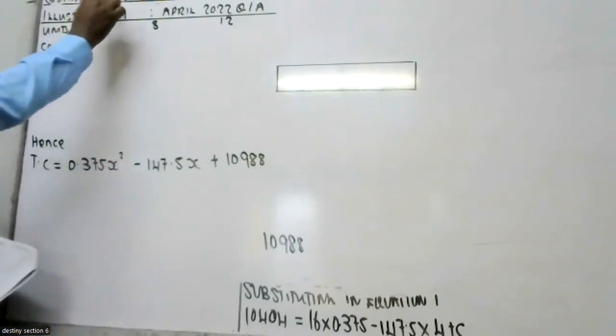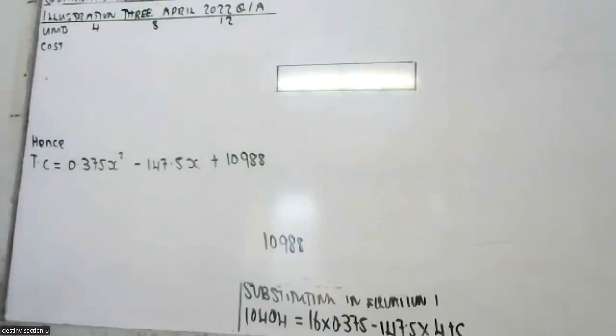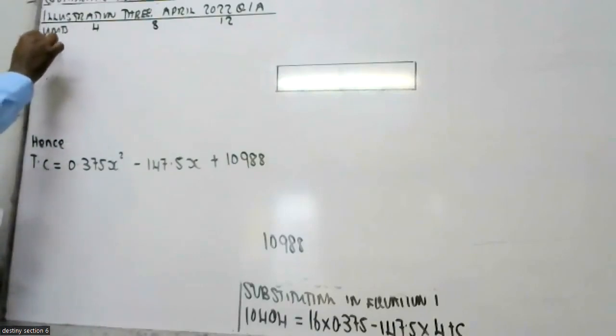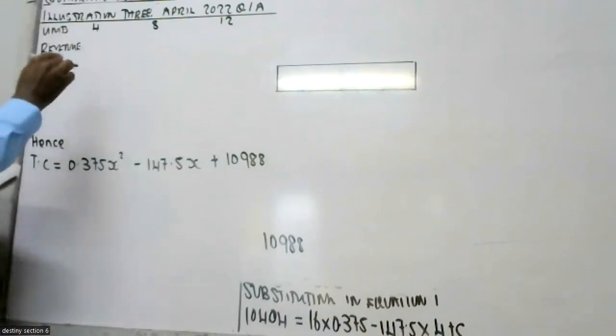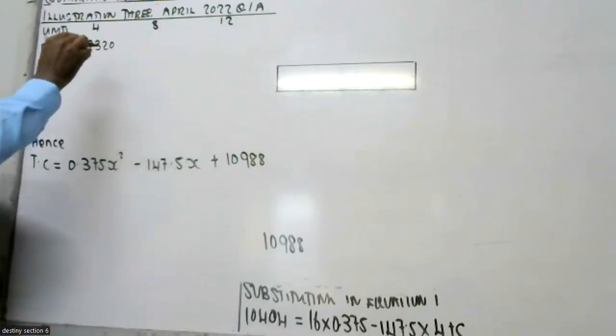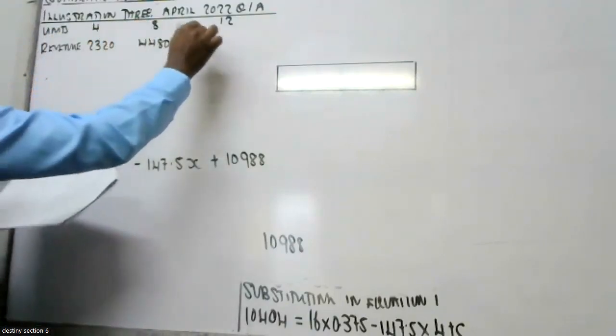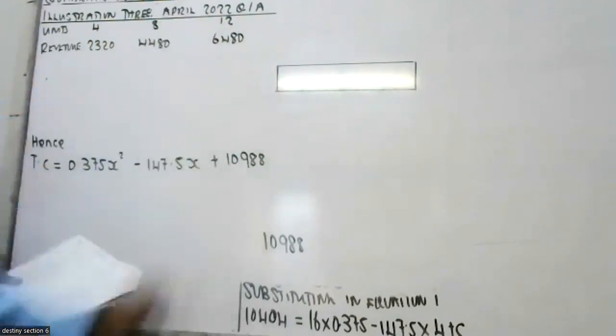Now, illustration 3, still the same question, but now this one is revenue of 2320, 4480, 6480.